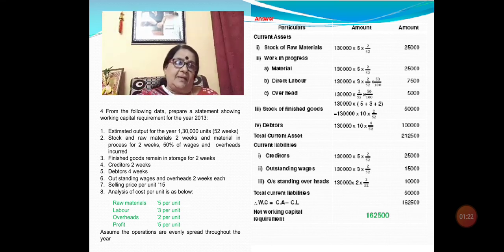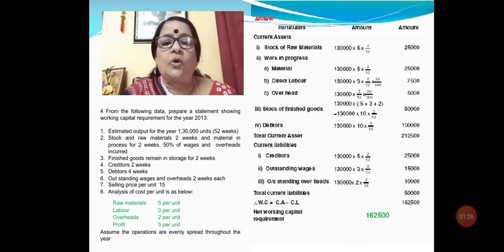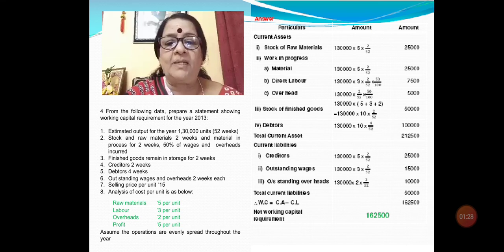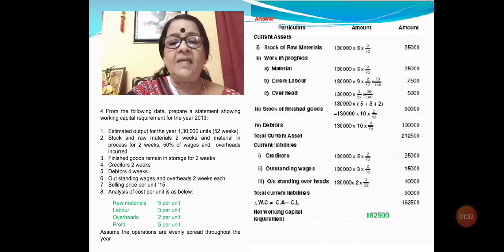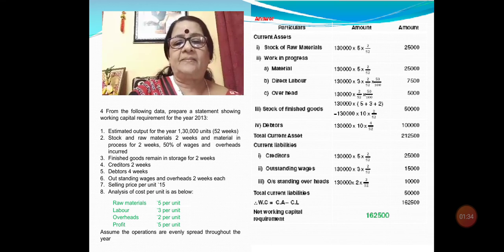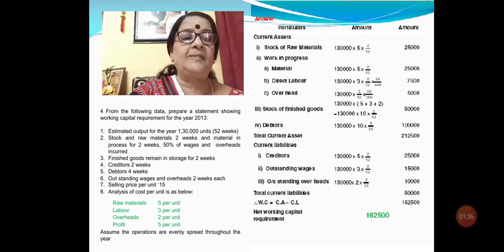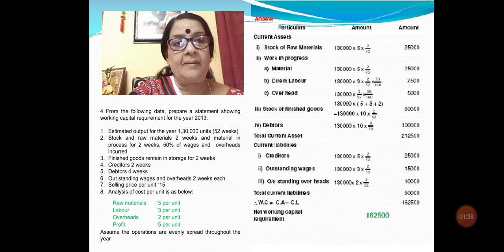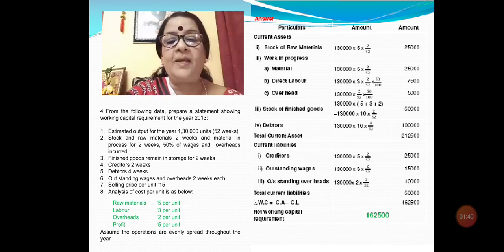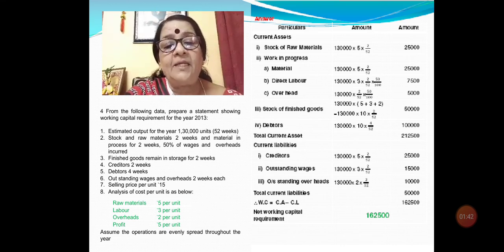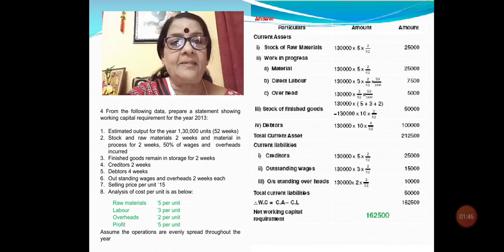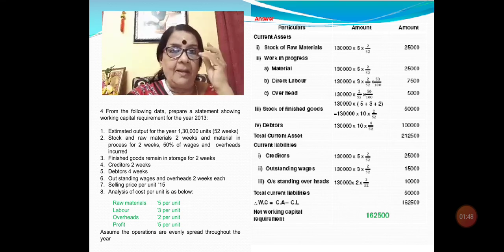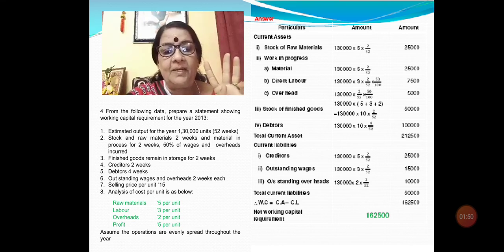So we can see. We can start with the current assets. First we can start with stock of raw materials. Stock of raw material, 2 weeks. So here the material storage period is 2 weeks, and at the beginning it is given that estimated output for the year is 1,30,000 units. So we are producing 1,30,000 units.